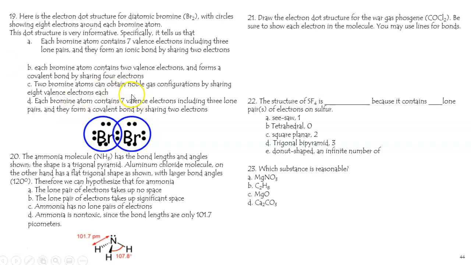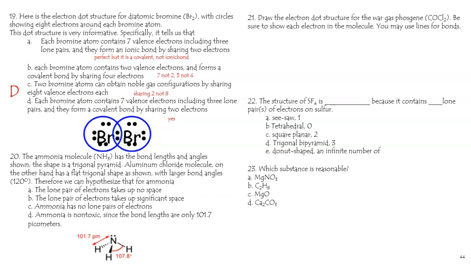2 bromine atoms can form a noble gas configuration by sharing 8 electrons each. They obtain 8 electrons each, but they're only sharing 2. Each bromine atom contains 7 electrons. It does, including 3 lone pairs. It's true, and then they form a covalent bond by sharing, yes, 2 electrons. Perfect. I like D.